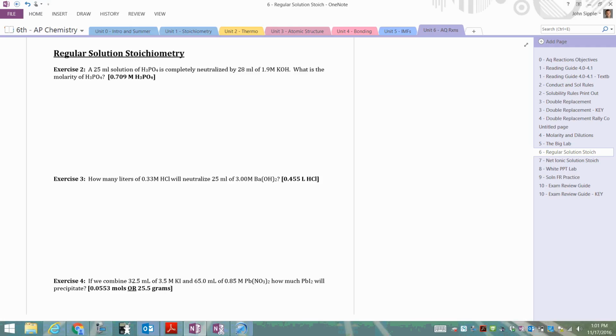Okay. So if we're dealing with stoichiometry, I mean, you can read it right here. A 25 milliliter solution of, what is that? H3PO4. Phosphoric acid, yep. Okay. It is completely neutralized by 28 milliliters of 1.9 molar KOH, which is potassium hydroxide. Okay, just practicing for our nomenclature quiz tomorrow. All right. What's the molarity of H3PO4?